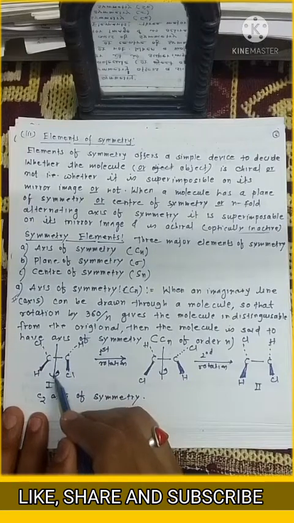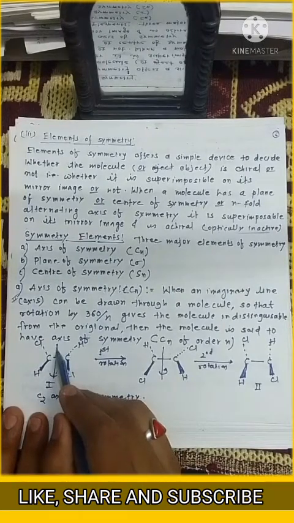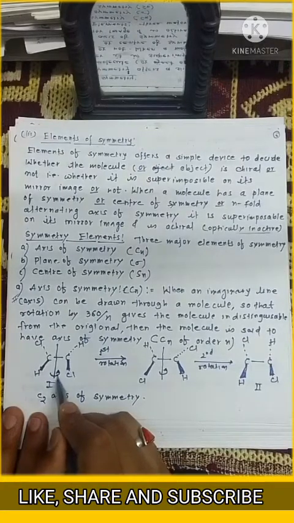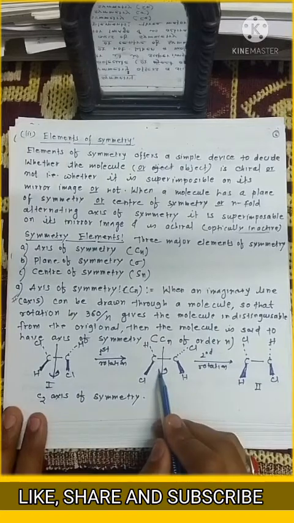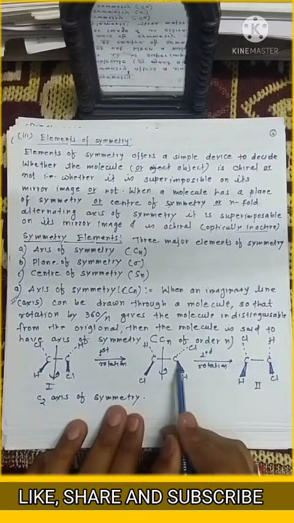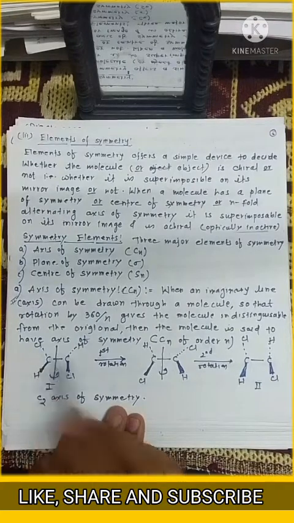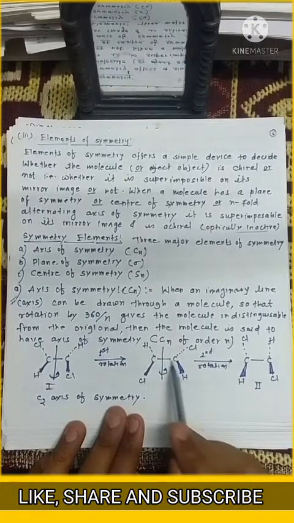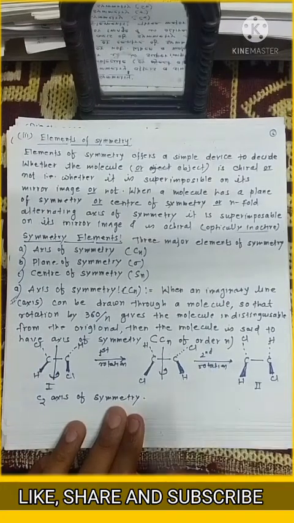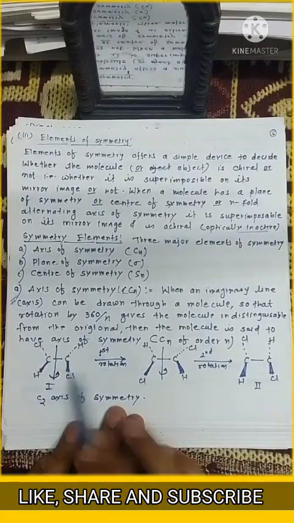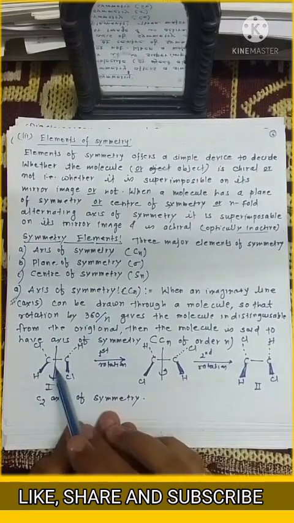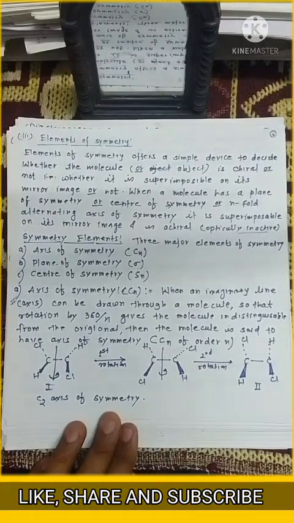If we draw axis of symmetry from the center of molecule, and if we rotate this molecule, give one rotation, we get this type of structure. Just see, this chlorine comes here while this chlorine comes here after rotation. When we give again a second rotation, we see that this structure and this structure are identical. So we simply say that this molecule possesses C2 axis of symmetry.